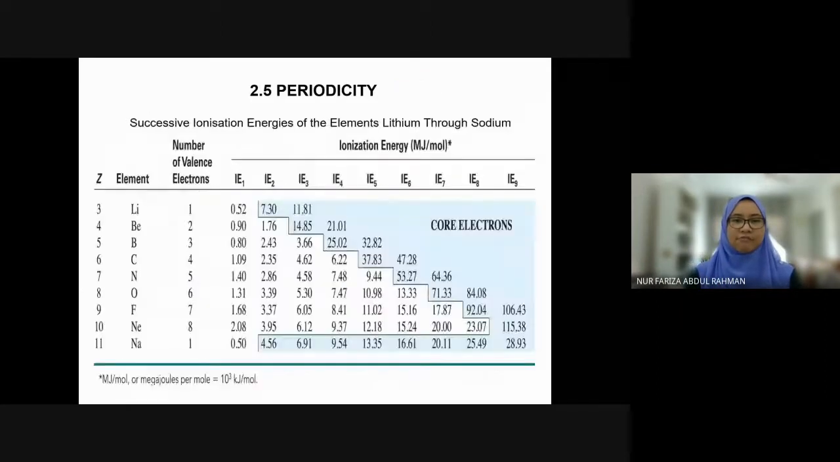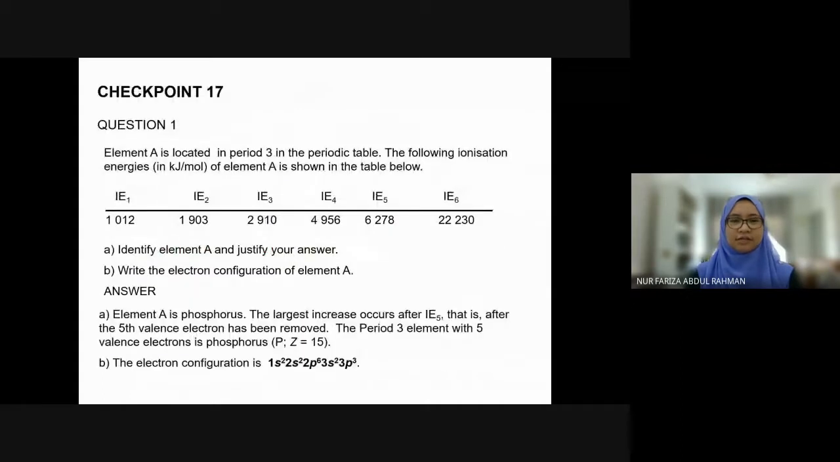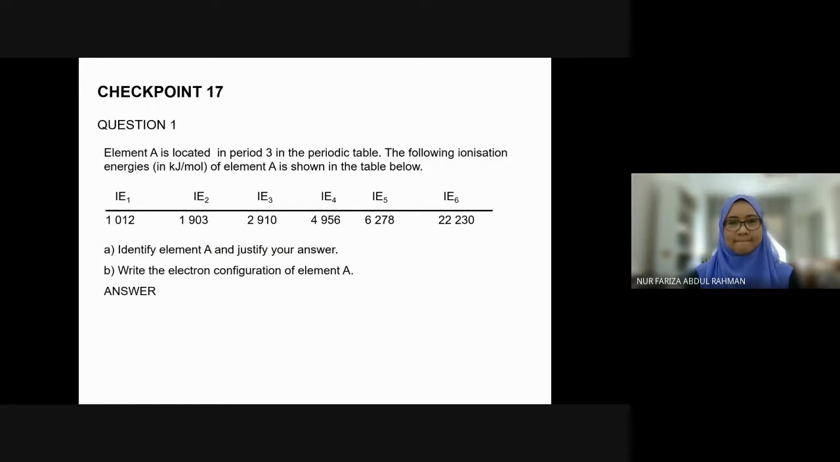Alright, so we have one more question. This one has been discussed previously, kan? Dah discuss checkpoint 17 last time? Guys? Rasa kita dah discuss this one. Okay, predict the group, identify element A and justify your answer.